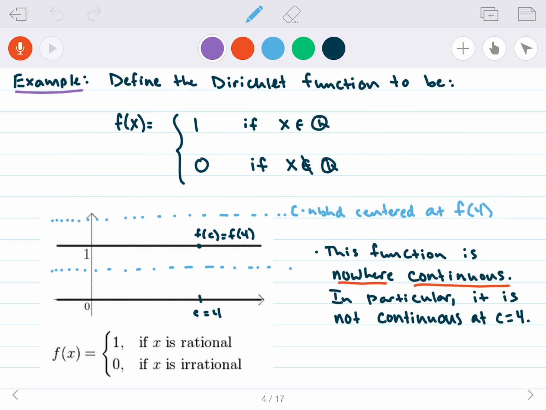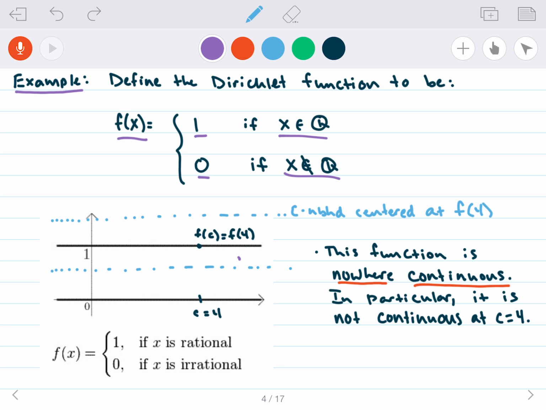So this is from your book. This is called the Dirichlet function. He was a mathematician, and he has this function named after him. It looks pretty innocent, right? So f of x is equal to 1 if x is rational, and it equals 0 if x is irrational. That's the function. And so what we're going to get is this picture.